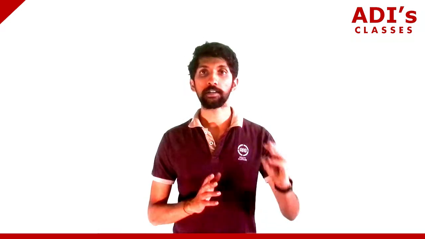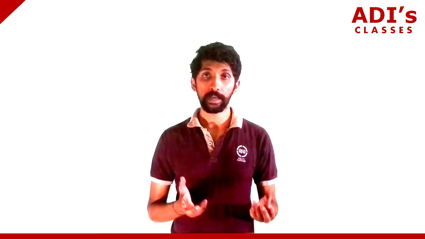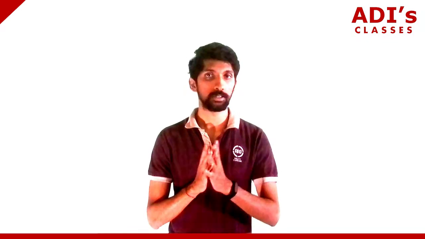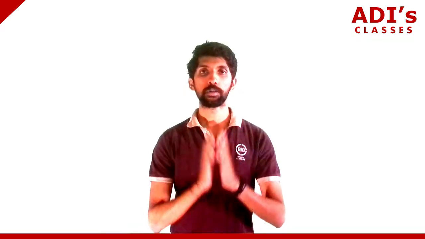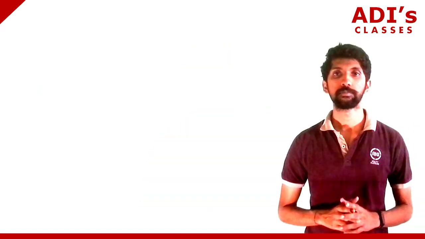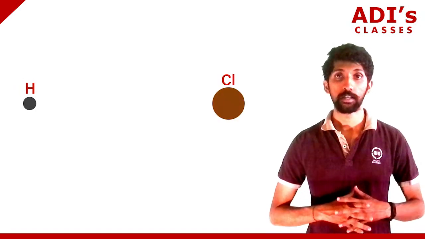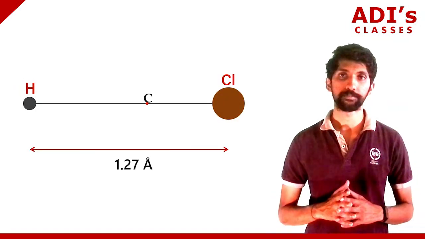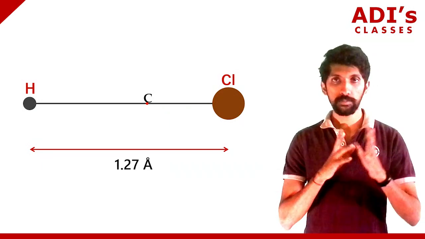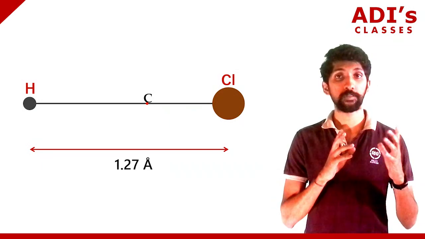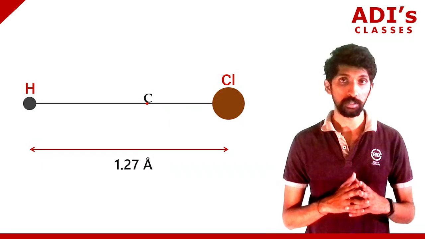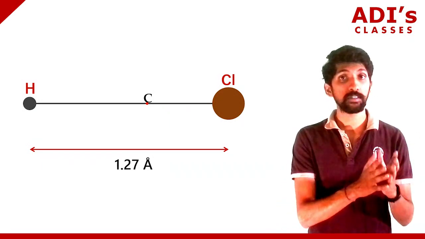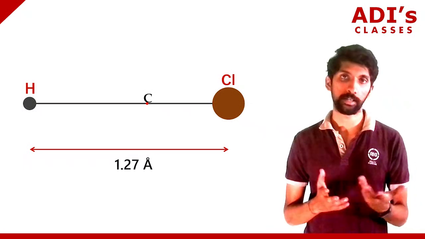Try imagining a hydrogen and chlorine atom and then try figuring out where the center of mass will be located. Use the formula. So what do we know? We have hydrogen, we have chlorine, and the distance between them is 1.27 angstrom. Since chlorine is 35.5 times as massive as hydrogen, it is similar to the previous one. So obviously the center of mass should be closer to the chlorine, correct?